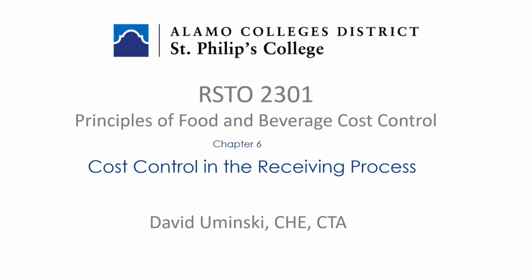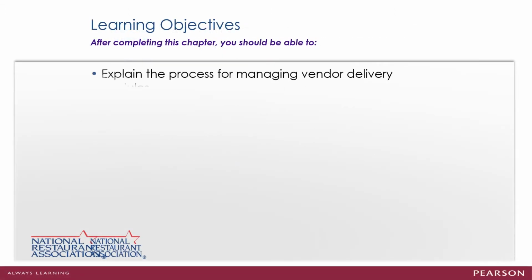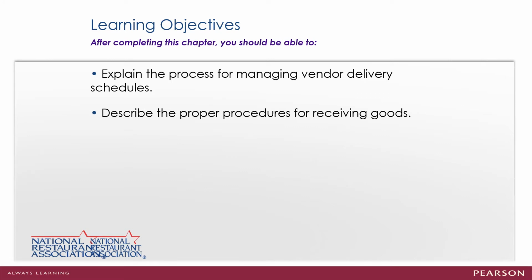In this video, we're going to be discussing the cost control in the receiving process. So, of course, in the receiving process, we're going to be focusing on the vendor deliveries. And when they come to the restaurant, to our loading dock or our back door, we're going to identify ways that we can receive those efficiently to minimize costs and potential loss.